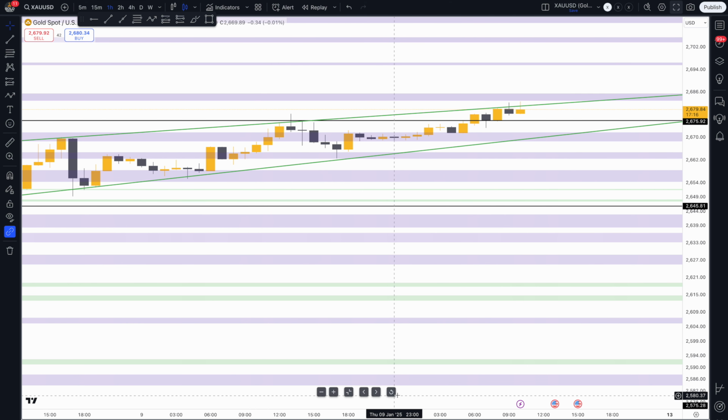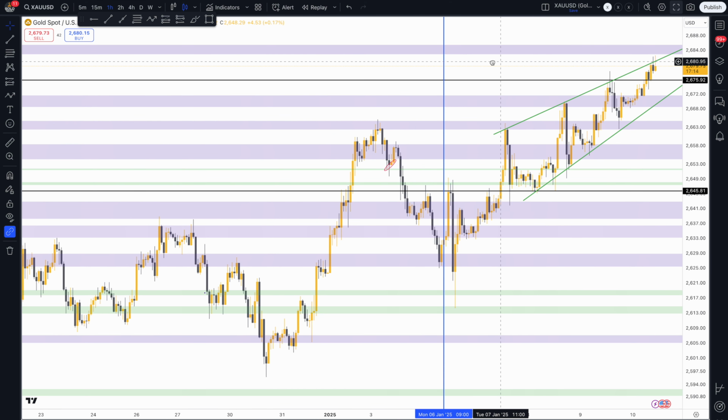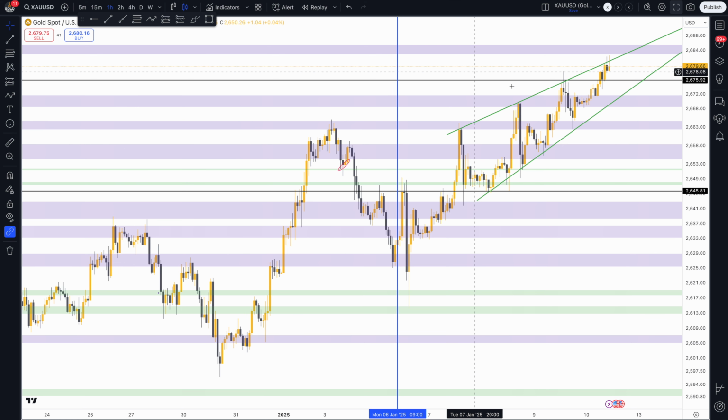I know I haven't gone into much detail, which I don't really want to. I want to try to keep these as short as possible now. But yeah, that's going to be that.